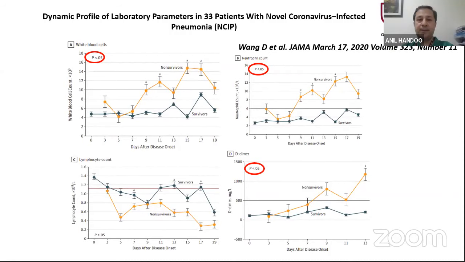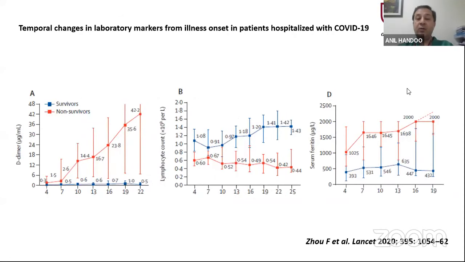Obviously, we are all talking about something which is basically indicating that there is some septic process happening within the patient. This is another important point which I'm going to show you here, and this is about those patients where lymphopenia is compared between survivors and non-survivors. The lymphopenia was much more severe, and at the same time, the D-dimer levels were elevated, and so were the levels of ferritin. All these are markers of inflammation.